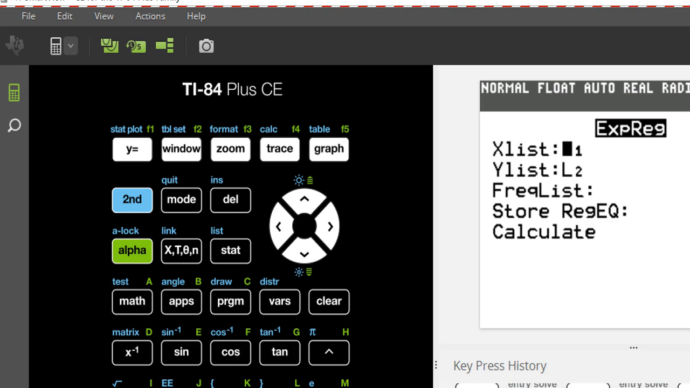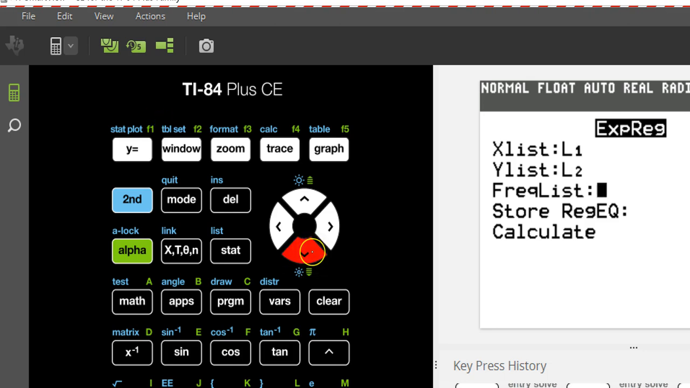Presently, Matt, it's pulling from L1 and L2. That's why it's important that we put our information in L1 and L2. If you had your information in L3 and L4, you would have to change those by going second stat. And see above stat, it says list. Yeah. That's where you change those. Okay. So just in case. But in this case, we have L1 and L2.